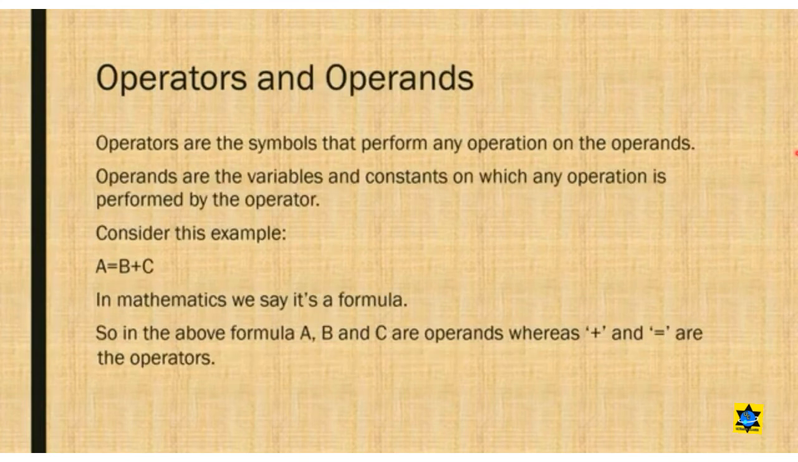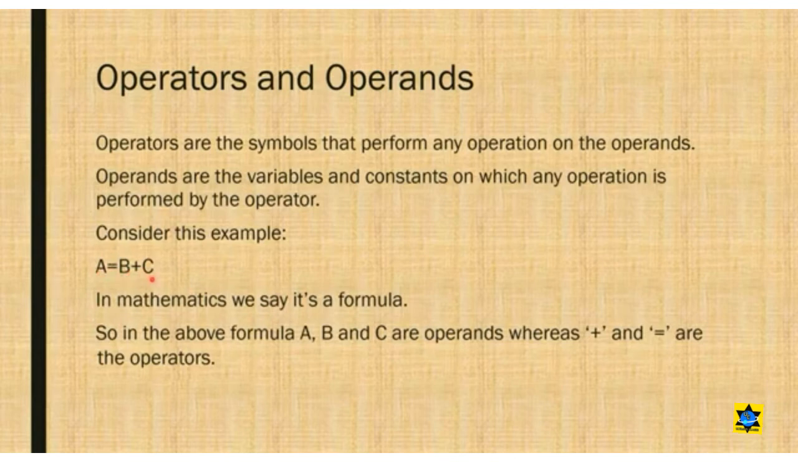Next is operators and operands. So we can say that operators are the symbols that perform any operation on the operand. Operands are the variables and the constants on which any operation is performed by the operator. Now take this example, A equal to B plus C. In this example we are adding B and C, and then we are storing the sum in the variable A. So in mathematics we say it is a formula, right? In this formula the variables A, B and C are also known as operands.